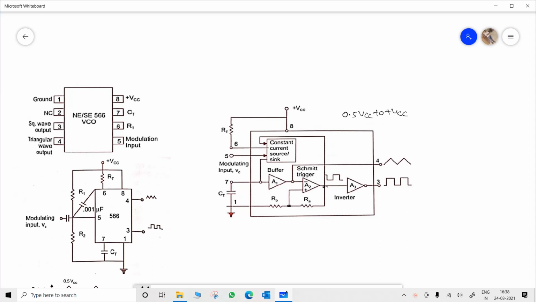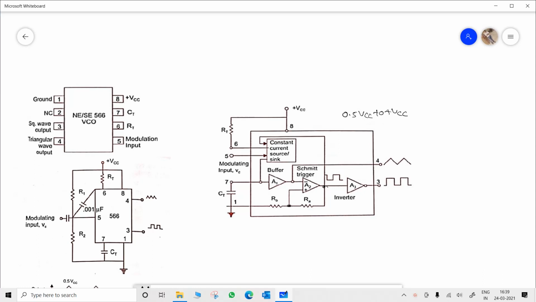As you know, an oscillator is simply an amplifier with a positive feedback. Coming to VCO, here the oscillations are controlled by a control voltage. Here we are calling that control voltage as modulating input voltage VC. A voltage control oscillator is basically used to convert a low frequency signal into an audio frequency signal.